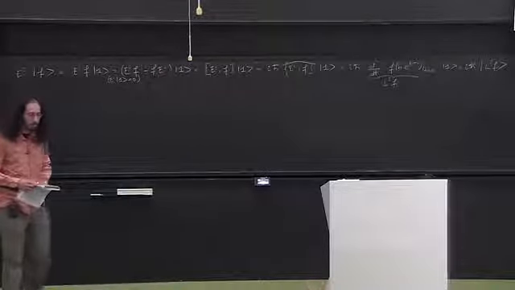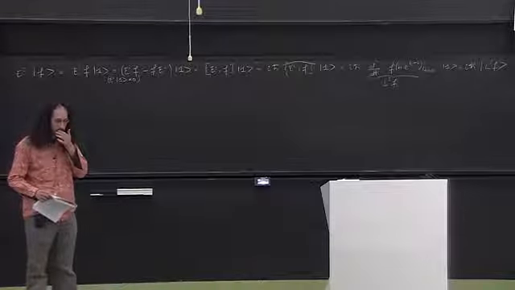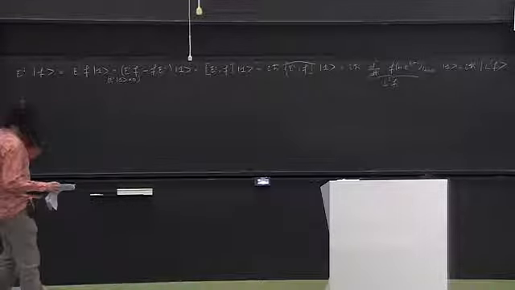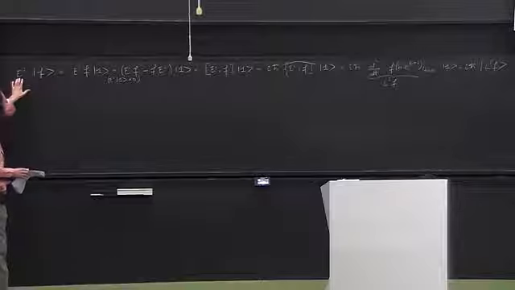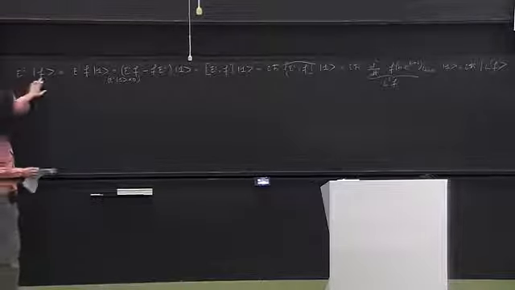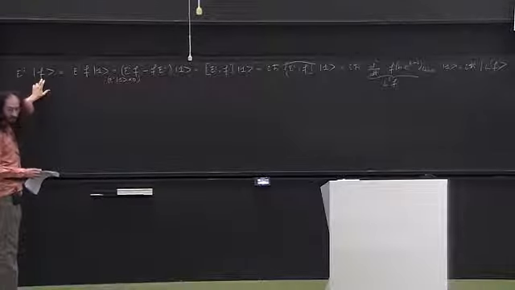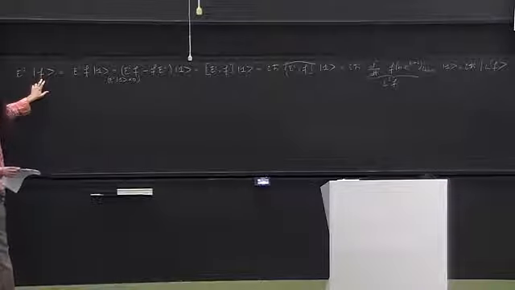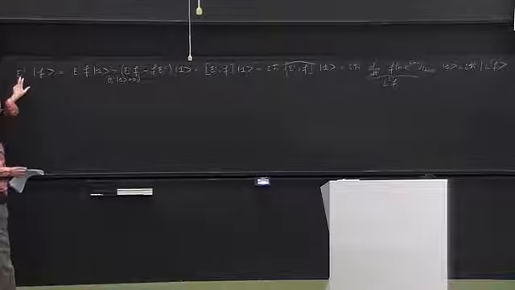Yep. This is a question. So EI is dependent on the group element H? EI, no, it's a derivative. Okay, so F depends on H. Okay. F is a function over the group, and this acts as a derivative.